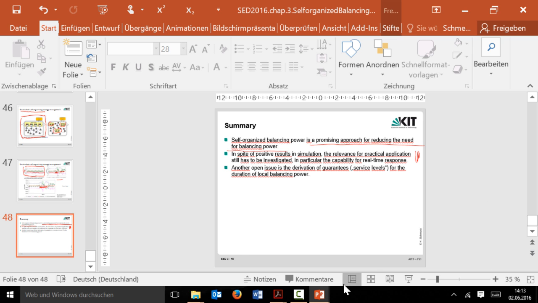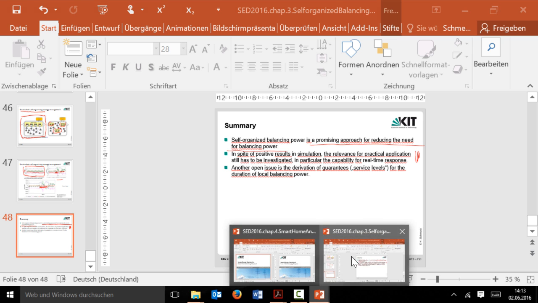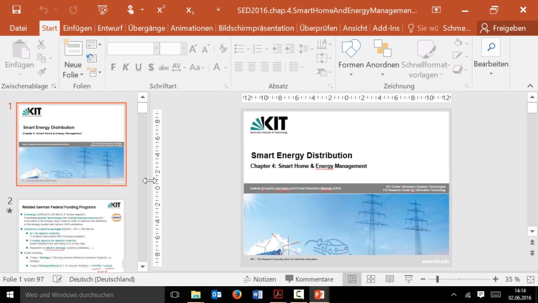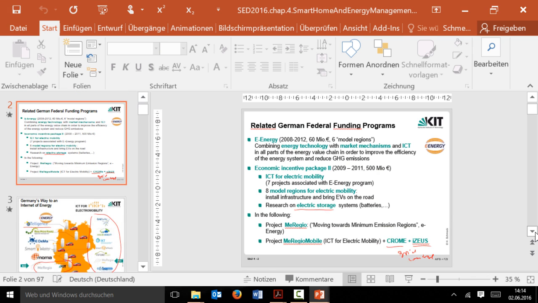And then we went already to the next chapter, which is chapter 4 on smart homes. And here we looked at initial things.